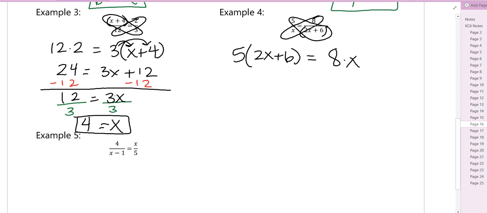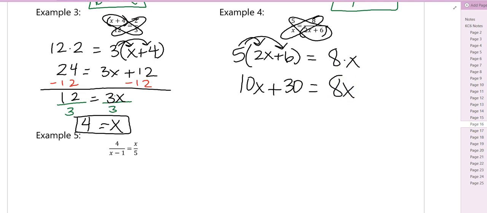All right, so now when I distribute, 5 times 2x is 10x. 5 times a positive 6 is a positive 30. Kind of gave that one away. 8 times x is 8x. All right, I want to isolate my x's. So this time, I see that I have an x on both sides. So what I'm going to do is make sure that my x's are only on one side. So I'm going to subtract 8x over here.